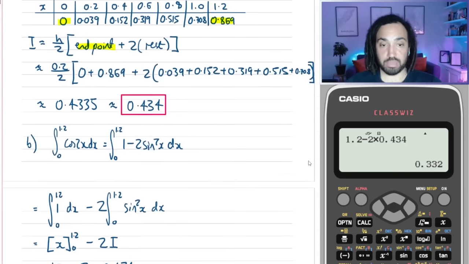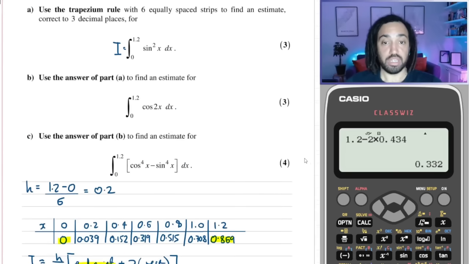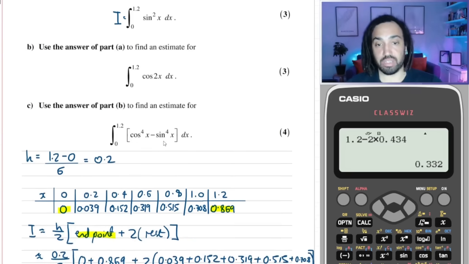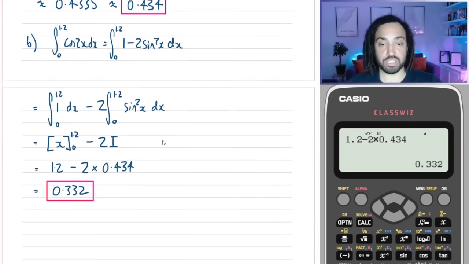And now let's look at part C. Once again, we're just going to have to use some trig identities here to try and get it to something very similar to what we've had before. Or in this case, it says part B, so what we've had here. So that's cos to the 4 sine to the 4.